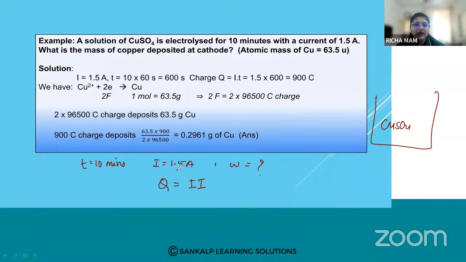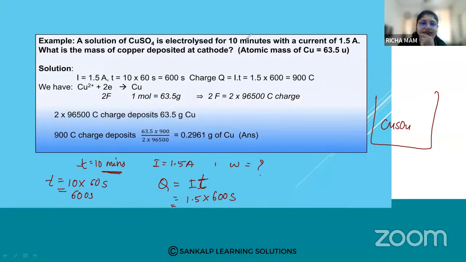Now, do we have I? Yes, I have I. Now T. T should be represented in seconds, but here it is given in minutes. So how will you calculate T in seconds? It will be 10 into 60 seconds. So it will be 600 seconds. So I is 1.5, and I into T, where T is 600 seconds. So solve this.